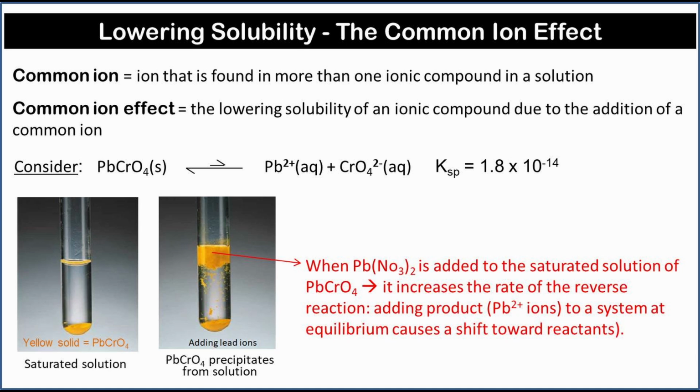When lead nitrate, which is soluble in water, is added to the saturated solution of lead chromate, it increases the rate of the reverse reaction. In other words, adding product, lead ions in this case, to a system at equilibrium causes a shift toward reactants.